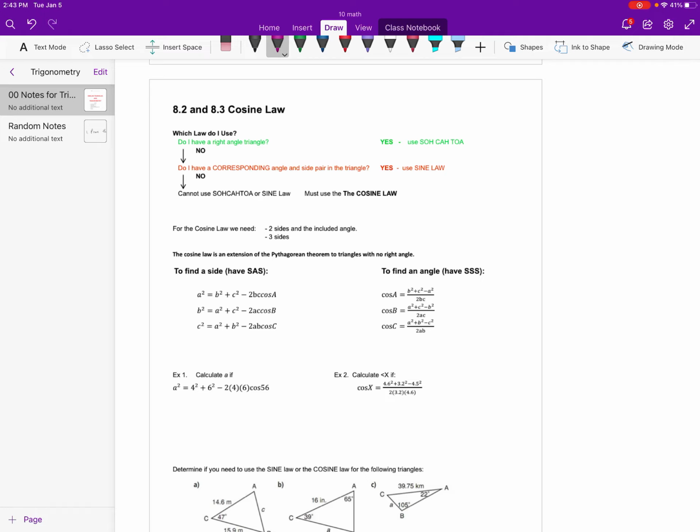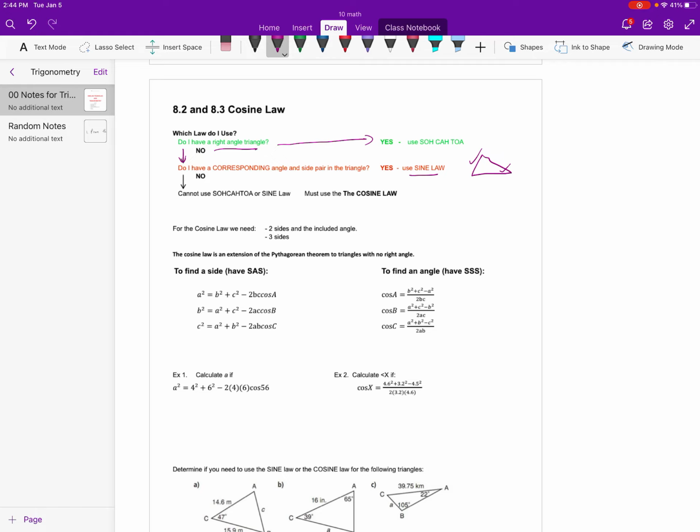So cosine law, what is it for? Well, let's go back in time. So first of all, we learned how to solve right triangles. So right triangles, and then if it was a right triangle, yes, then we went to SOHCAHTOA. However, if it wasn't a right triangle, then we went to, hey, do I have a corresponding angle and a side pair in the triangle? So what we mean by that is, do you have a side and its opposite angle, its corresponding angle? And if you had that, then you went to the sine law. So that's what we learned in the last lesson.